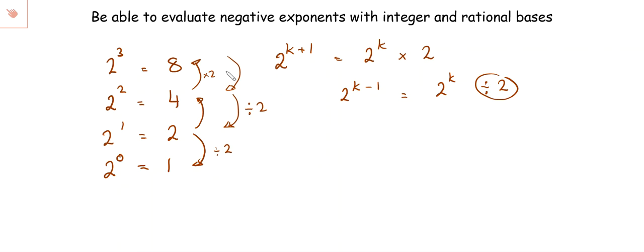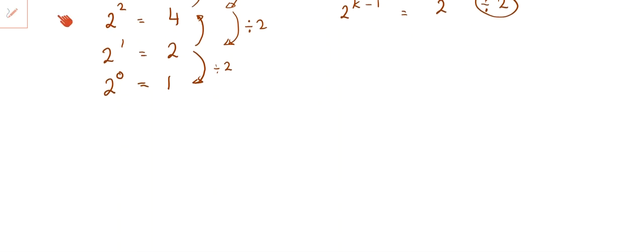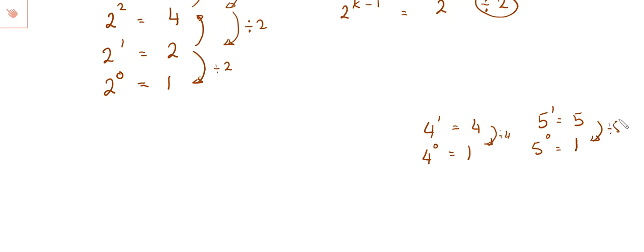That leads us to another conclusion, which is, surely, 4 to the power of 1 is 4, so 4 to the power of 0? Well, we have to divide by 4, so that's 1. 5 to the power of 0 is 1, because you divide by 5. So that leads us to the conclusion that x to the power of 0 is 1. Any number to the power of 0 is 1.